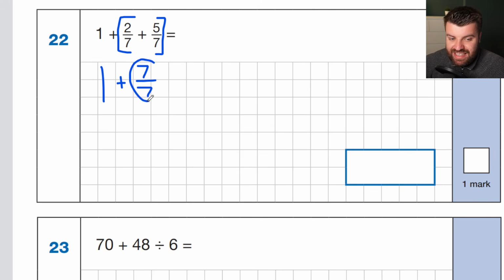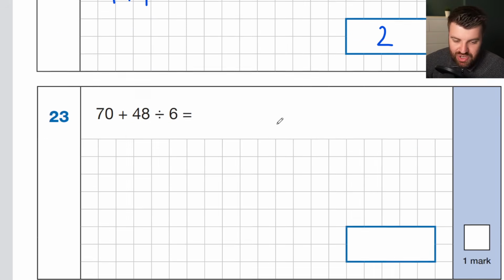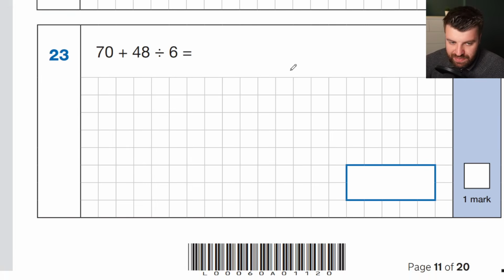That's because this is the same as 1 whole. So what we've really got here is 1 plus 1 whole, which gives us a nice round number as 2. Question 23. 70 plus 48 divided by 6.